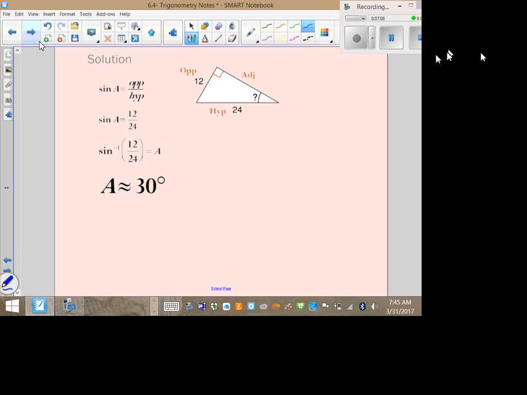Alright, so again here you can see we took the inverse sine of our 12 over 24 to get 30.